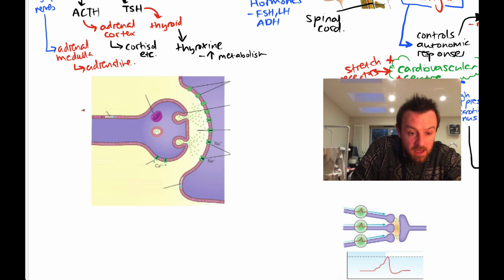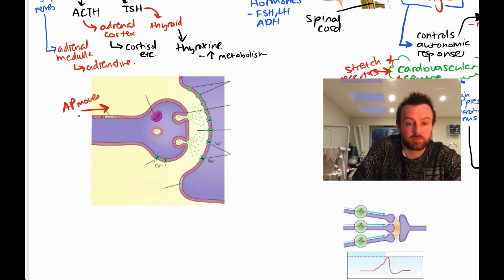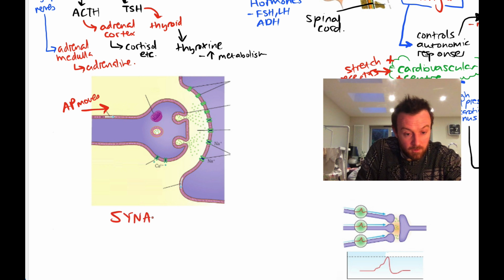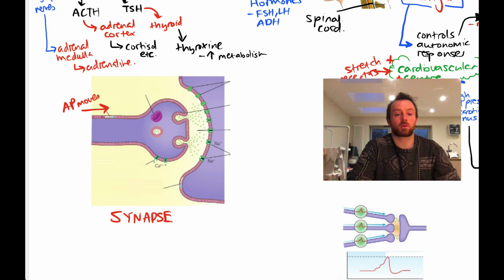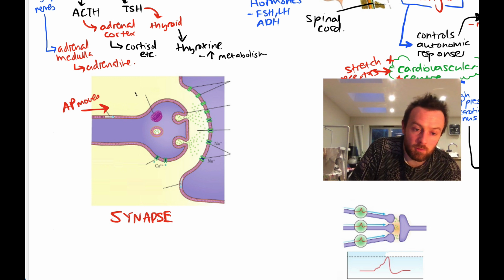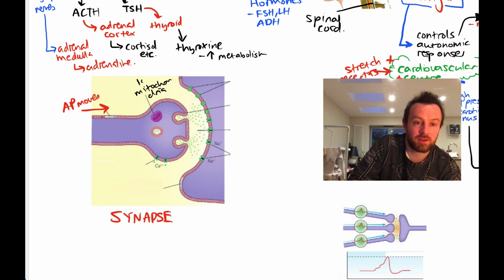Okay, so here is the action potential. Action potential moves this way. So this whole thing here is the synapse. All right, so in the synapse, we've got mitochondria. Lots, okay? I haven't written that very well, have I? Lots of mitochondria.